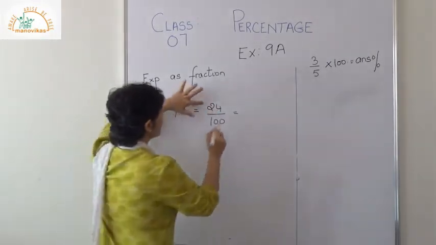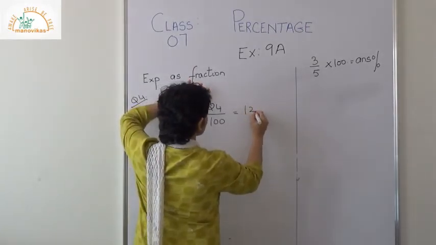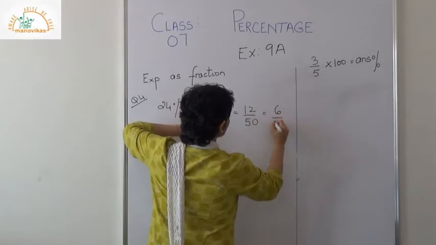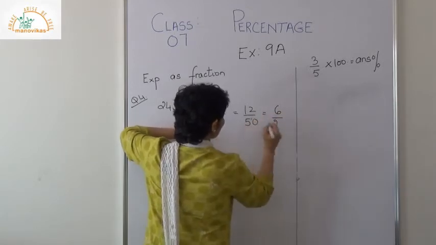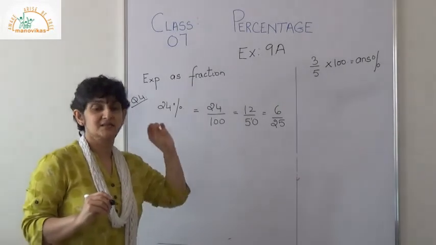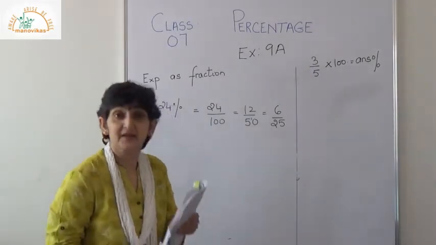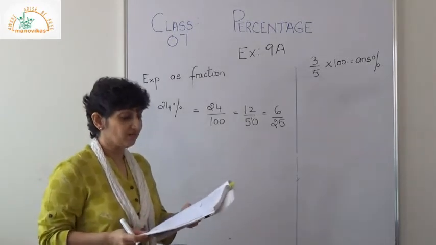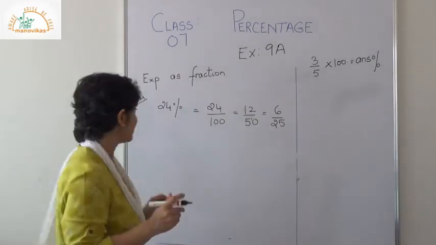So let's convert this. 2 1s are 2, 2 2s are 4, 2 5s are 10. 2 6s are 12, 2 2s are 4, 5 1s are 5, 2 5s are 10. So your answer is 6 upon 25. Have you understood? So let's try another one. You have 12.5%.